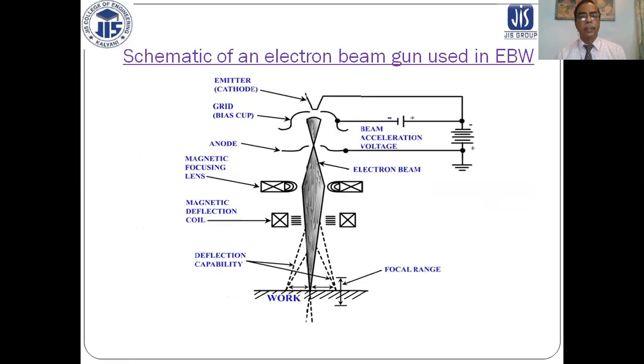This is a schematic of an electron beam gun used in electron beam welding. This is the arc. This is the beam. Electron beam gun.